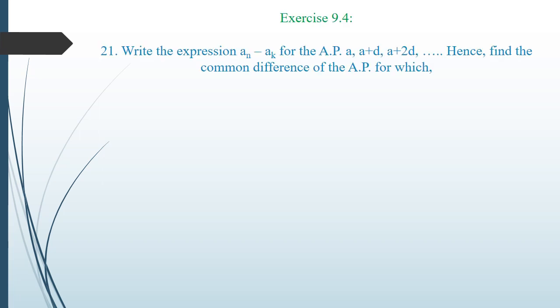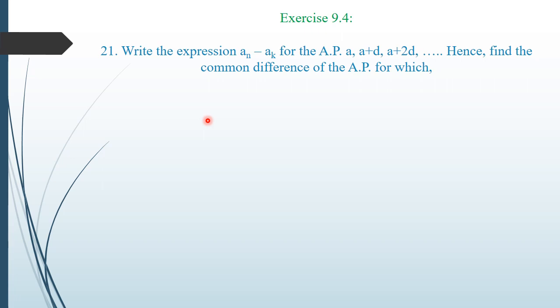First question of this part of exercise is going to be question number 21, which says write the expression an minus ak for the AP a, a plus d, a plus 2d and so on. Hence find the common difference of the AP, for which there are three sub questions given. We are going to solve one by one, and we need to find a general equation for the difference of any two terms of an AP.